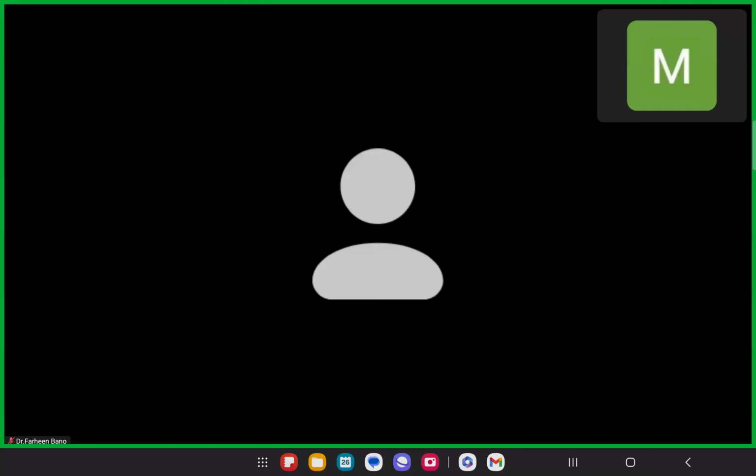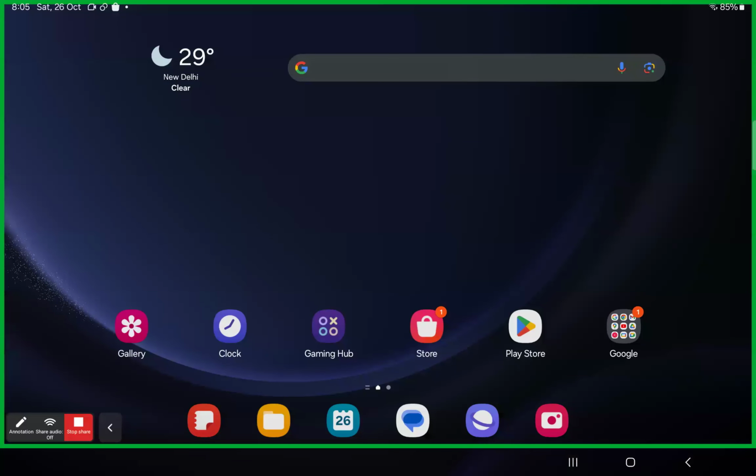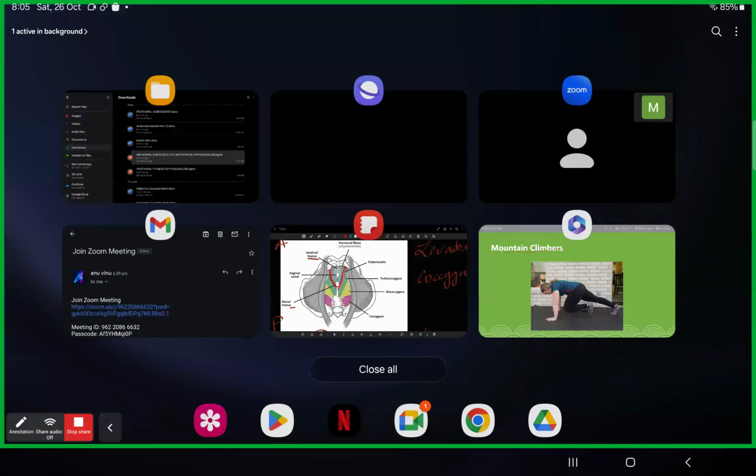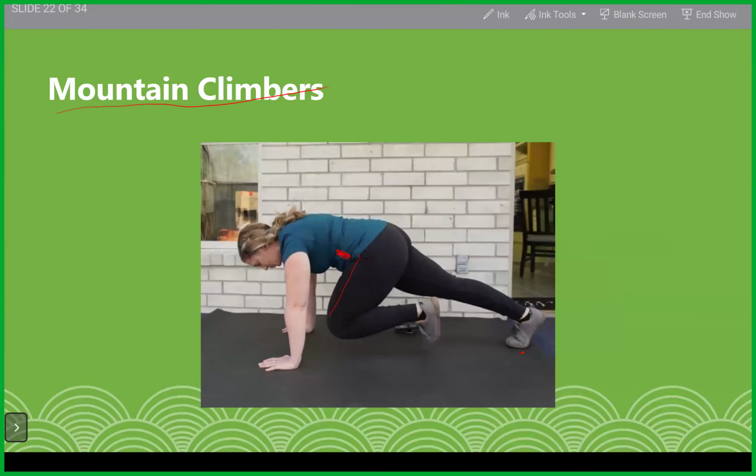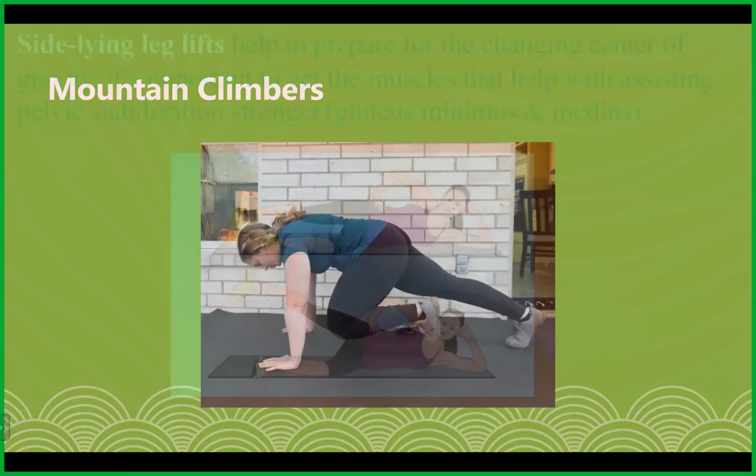Any doubts? Anyone who wants to demonstrate this exercise, please go ahead and demonstrate. No one's going to judge you here. Anyone who would like to demonstrate with the right breathing pattern so I can correct you, or want to show any exercise? Okay, I'm going to the next topic.